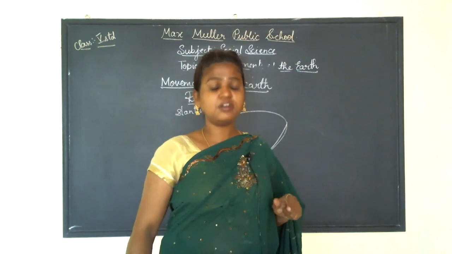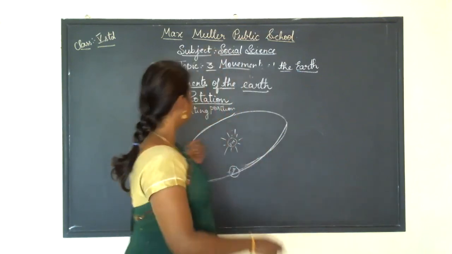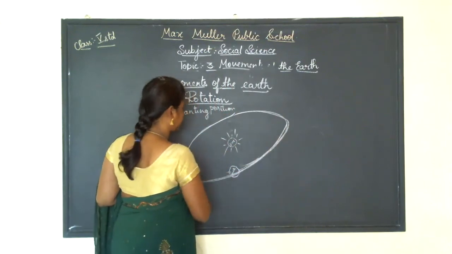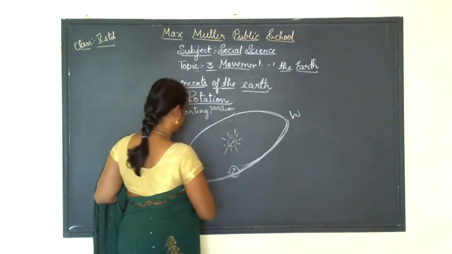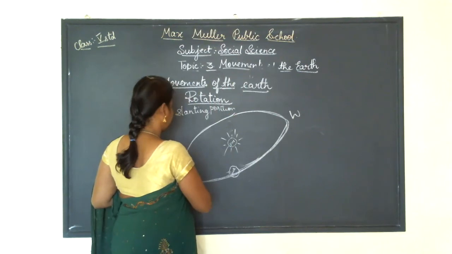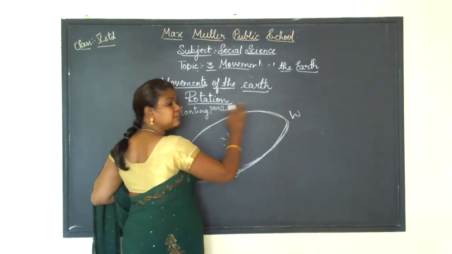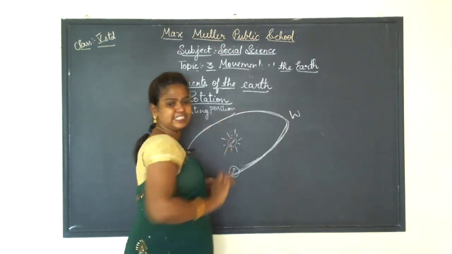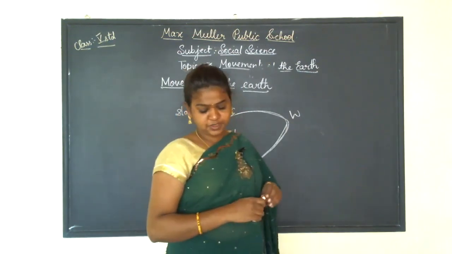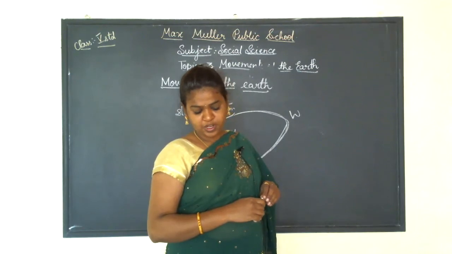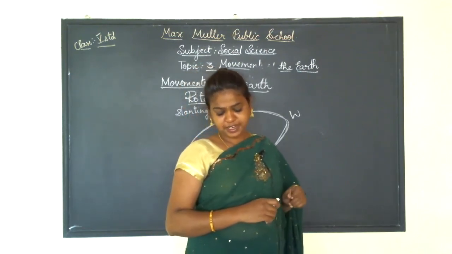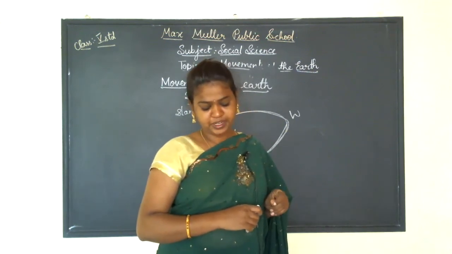So what happens here? You all know that the earth rotates. The earth rotates from west to east. So this is the west and this is east. The earth is rotating from west to east. So when it rotates from west to east, what happens? When earth rotates, the side facing the sun will be day.